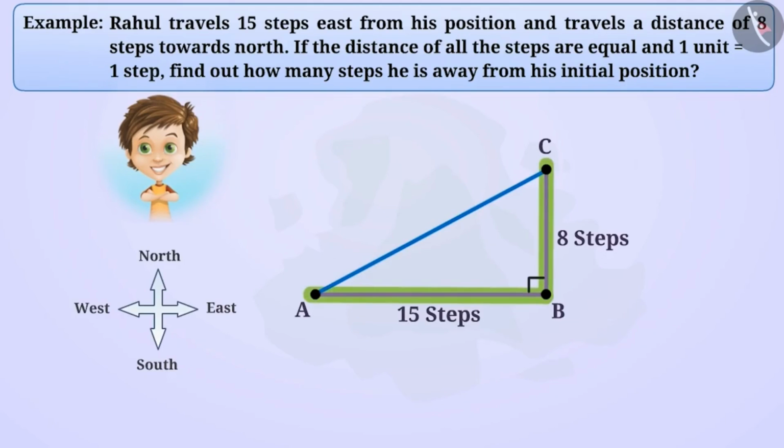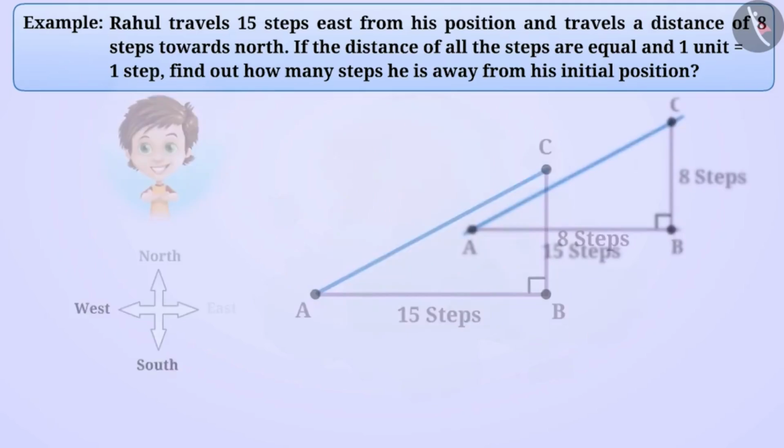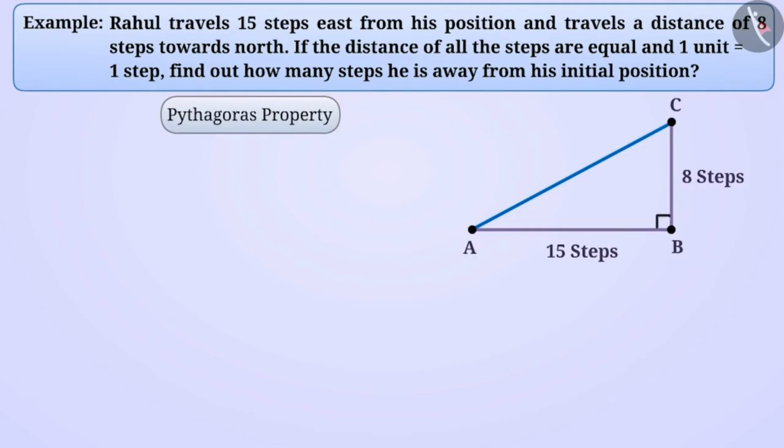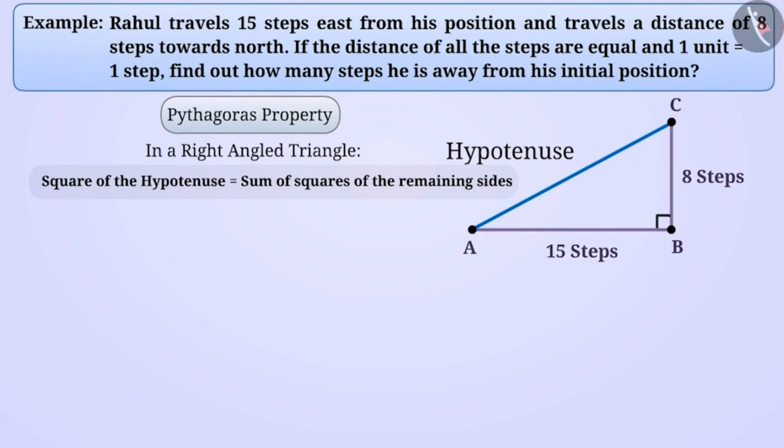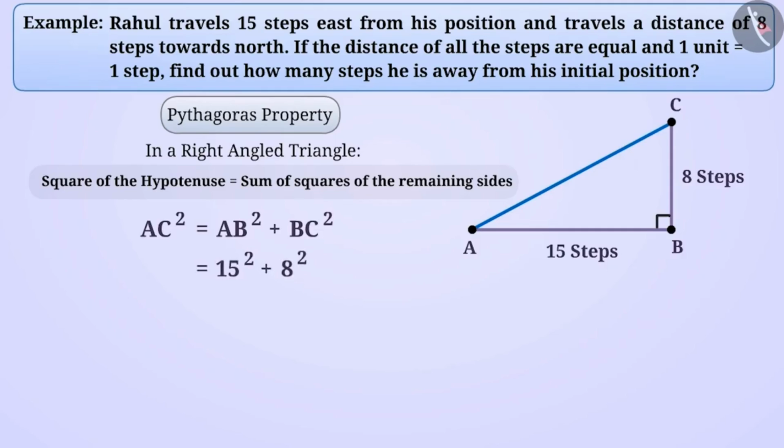In triangle ABC, we know the measurement of two sides. Therefore, by using the Pythagoras property, we will find the measurement of the third side, that is the hypotenuse AC. Here, AC is the hypotenuse and AB and BC are the remaining sides of the right triangle. According to the Pythagoras property, in a right triangle, the square of the hypotenuse is equal to the sum of the squares of the remaining sides. That is, AC square is equal to AB square plus BC square is equal to 15 square plus 8 square.